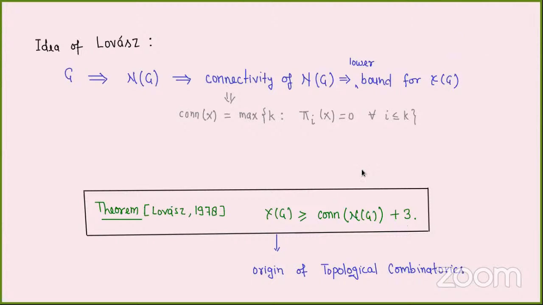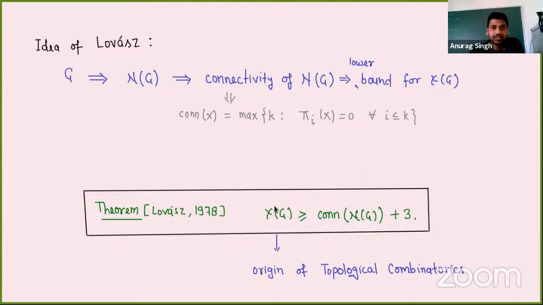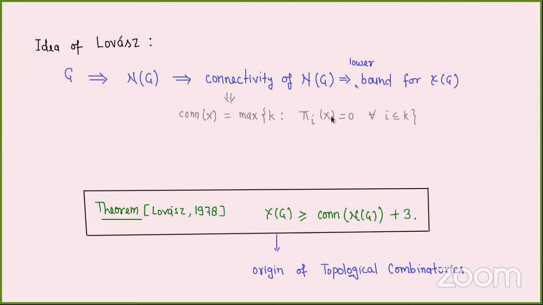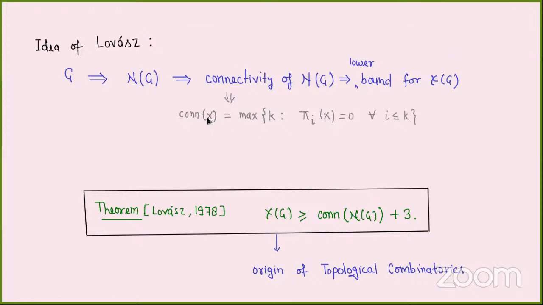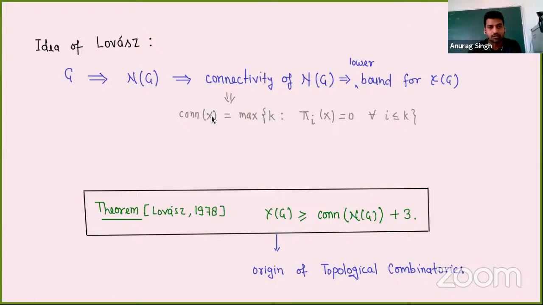Here X is any complex that you talk about. So the connectivity of any space or any simplicial complex is the maximum k such that the homotopy groups up to k of this complex are 0.